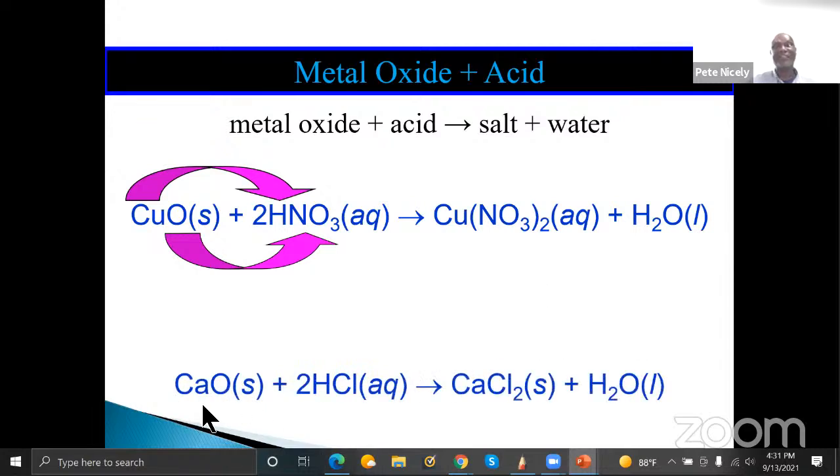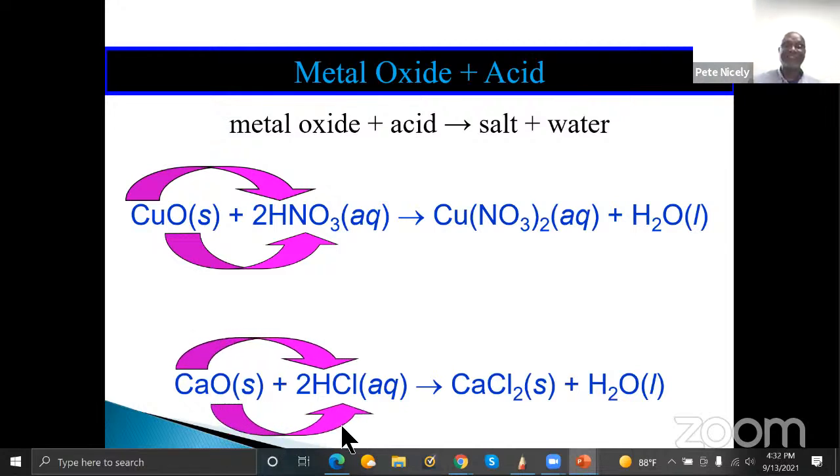Another example here, the reaction between calcium oxide and hydrochloric acid. Again, it's the same idea. The calcium is displacing the hydrogen and the oxygen is displacing the chloride. And again, you're going to end up with your two products, in this case, calcium chloride and water, all right? So that's yet another example of the double displacement reaction at work.